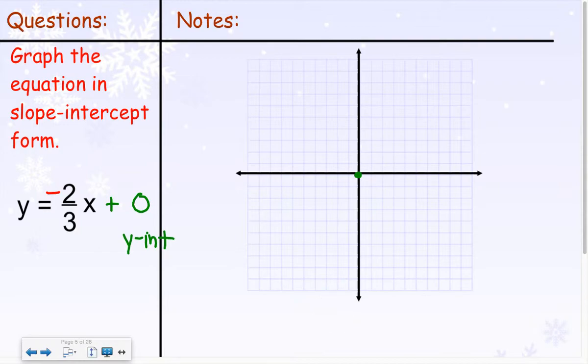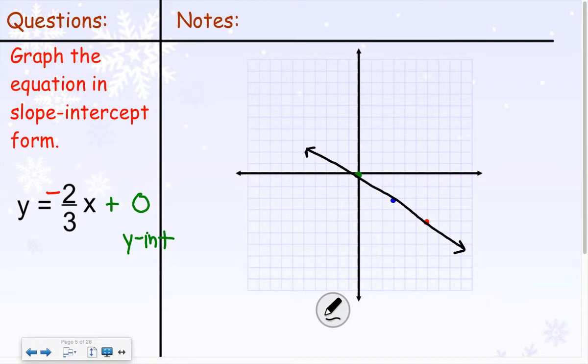So then, from my dot, I'm going to rise negative 2, run 3. Now remember I said if our slope is negative, I always make the top number negative, the bottom one positive. So I'm going to rise negative 2, run 3 from my green dot. Rise negative 2, run 3. I can connect them with my line.